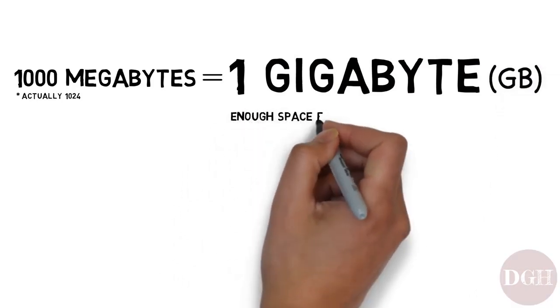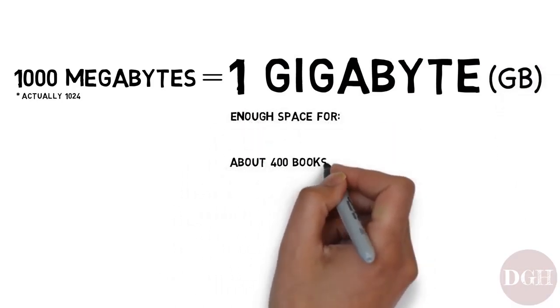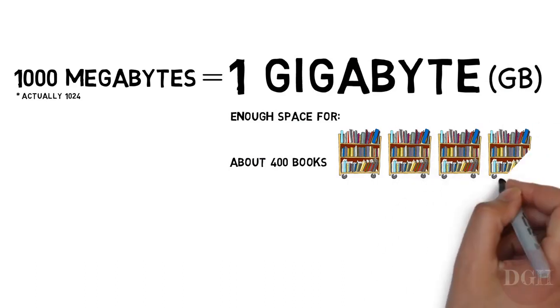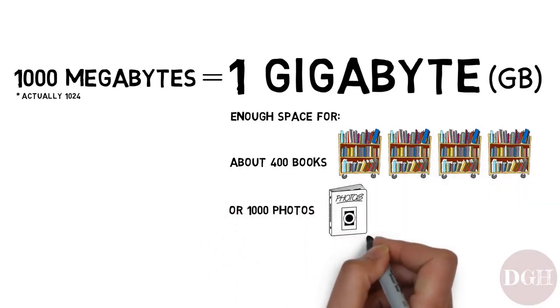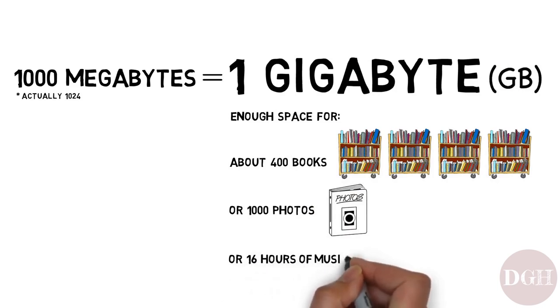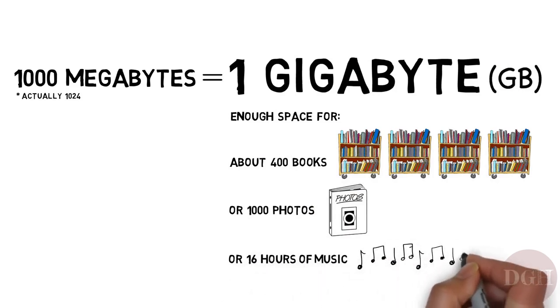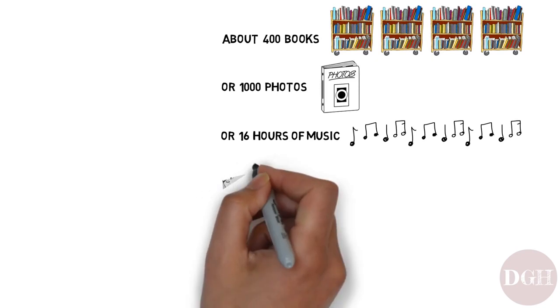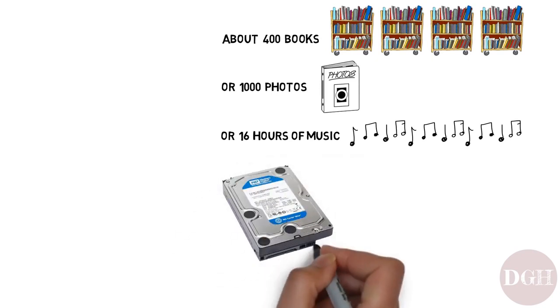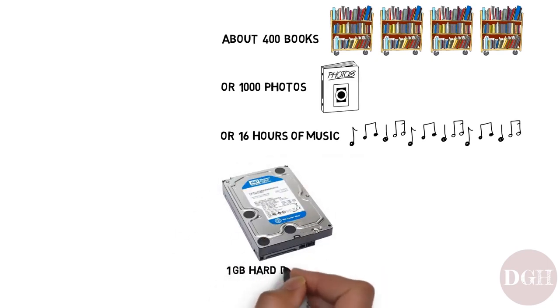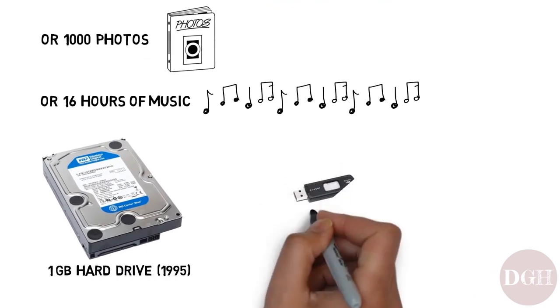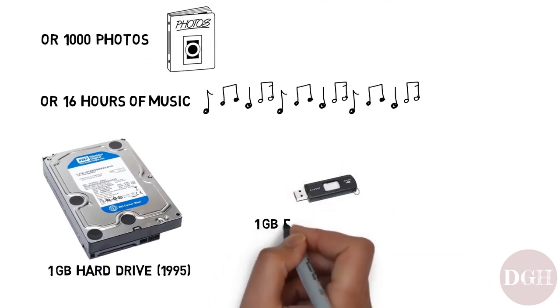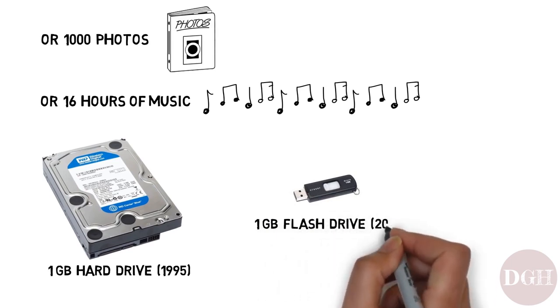And it's enough space to hold about 400 books, or 1,000 pictures, or 16 hours of music. By the mid-1990s, you could buy a 1 gigabyte hard drive for a couple $100. Today, you can buy a 1 gigabyte flash drive for about $5.